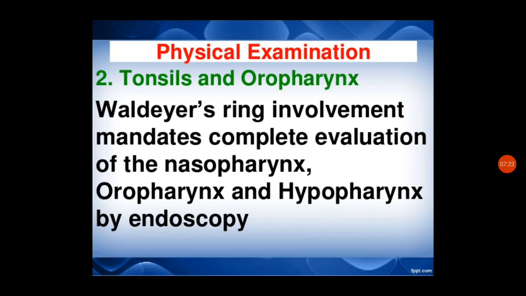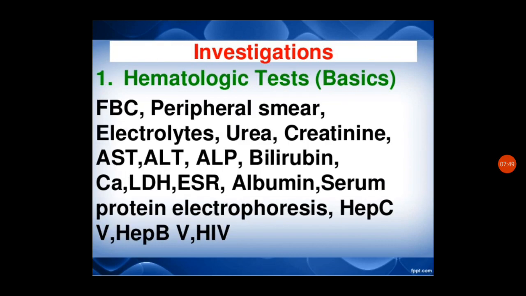Next we have to examine the tonsils and the oropharynx. Waldeyer's ring involvement mandates complete evaluation of the nasopharynx, oropharynx and the hypopharynx by endoscopy. Whether Waldeyer's ring is involved can be confirmed by endoscopy and evaluation of the nasopharynx, oropharynx and hypopharynx.